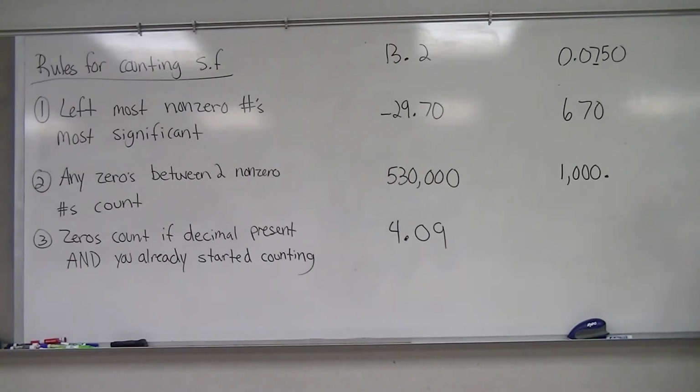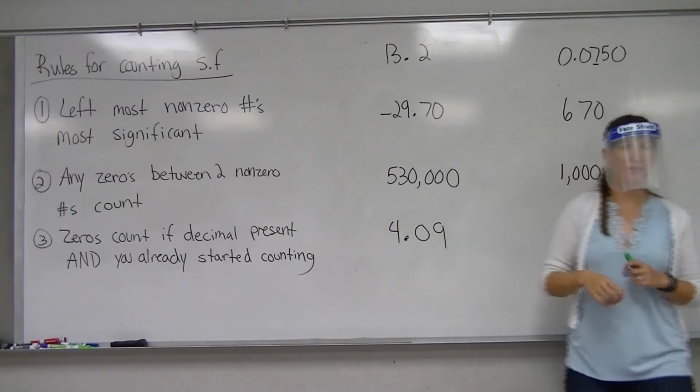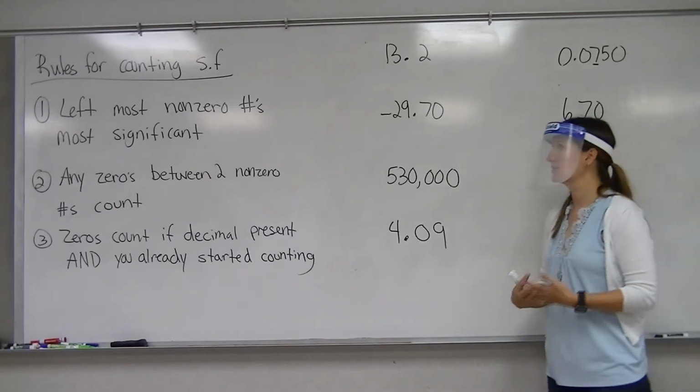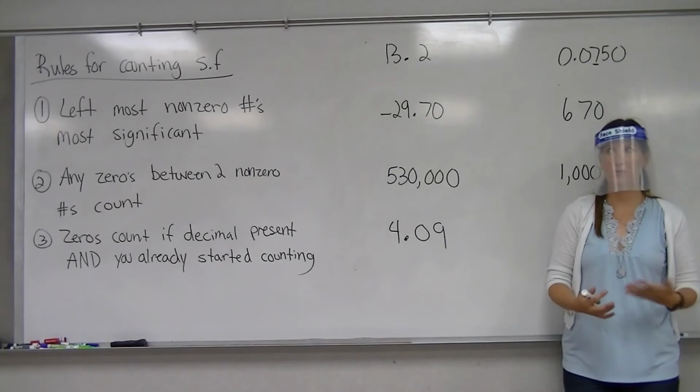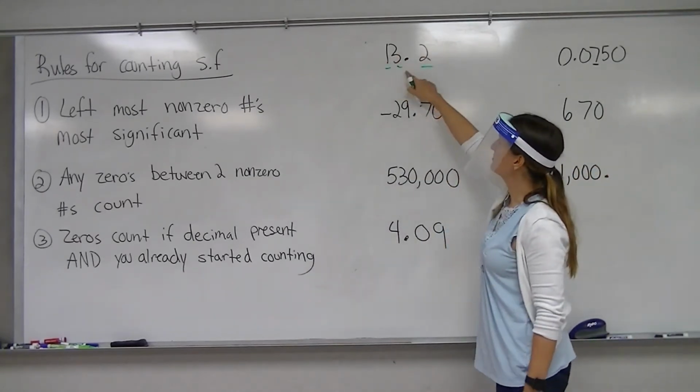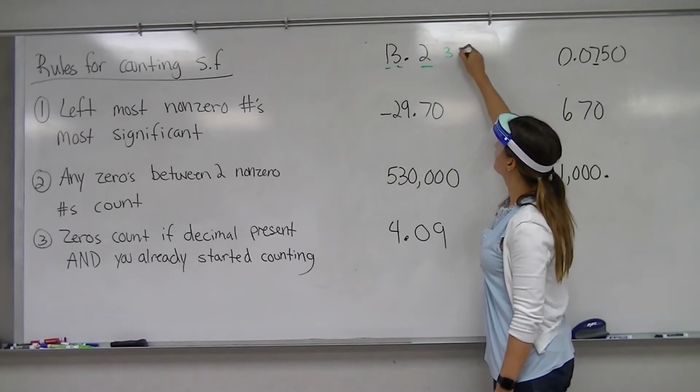All right, so let's apply. Start off with the easy one. So I have 13.2. They are all non-zero numbers. So according to rule 1, they all count. So how many sig figs? Just count them. It's going to be 3.